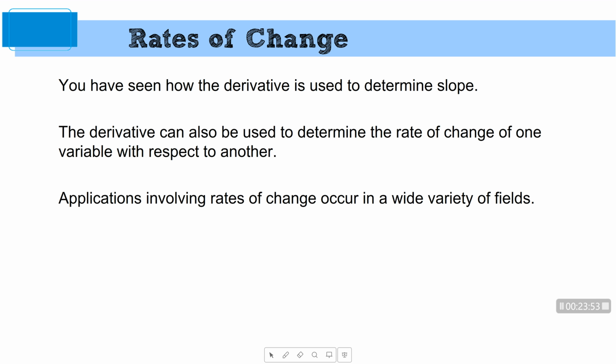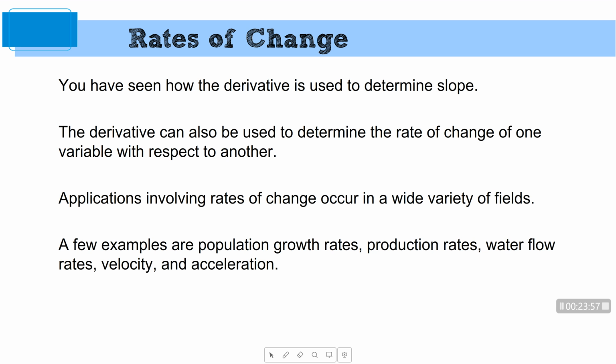Okay, so slope, rate of change, said all this already. A wide variety of fields. Population growth, production rates, water flow rates, velocity, acceleration. I should have put in there the spread of disease, the rate of contagion, if you will. Like for The Walking Dead, you know, zombies. How fast zombies spread would be a rate of change. Zombies per day, if you will. It's a rate of change.